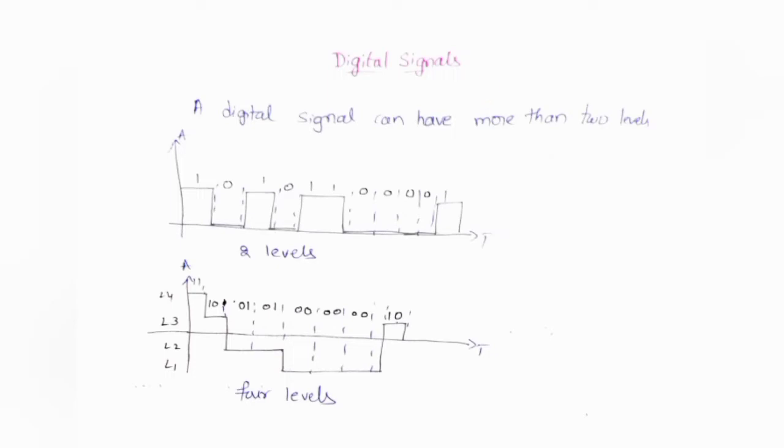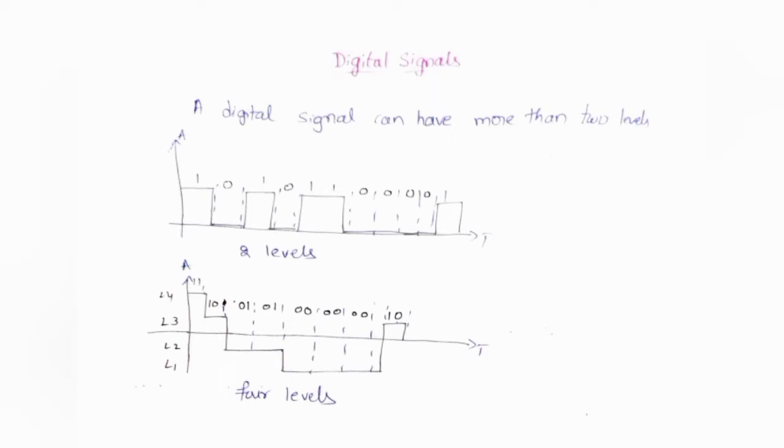For example, 1 can be encoded into a positive voltage and 0 can be considered as a zero voltage. So 1 means high and 0 means low. A digital signal can have more than 2 levels. If you want to send more data through a digital signal, then it will contain more levels.